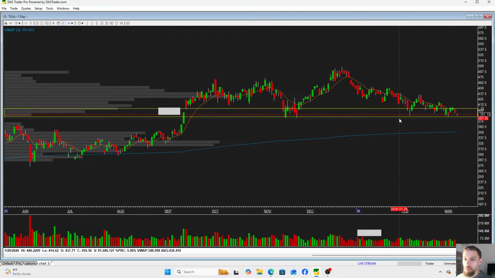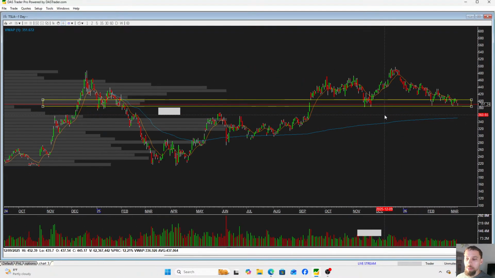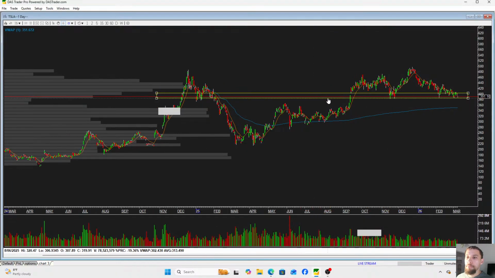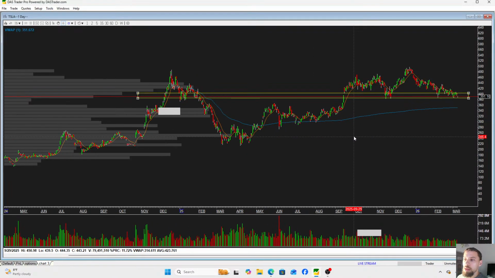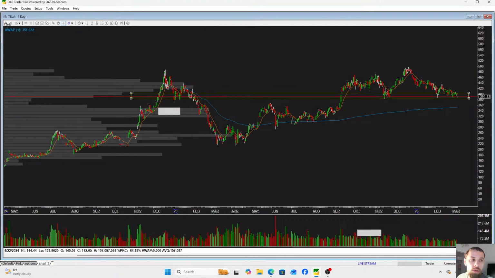404 is what I have. So 404, 405 is my area of support and resistance. So to me that looks good for some potential bounce points.